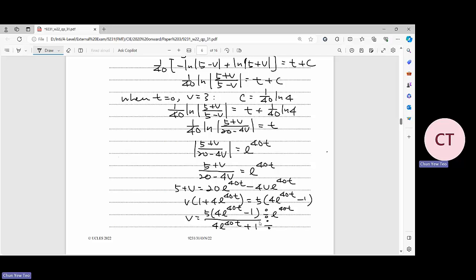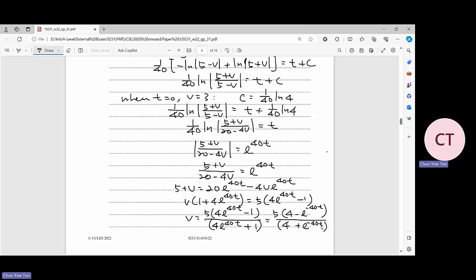I divide the whole denominator also by e power 40t. Then I will get the answer. So if I divide everything by e power 40t, for both the numerator and the denominator, then I will get this as 4 minus e power negative 40t divided by 4 plus e power negative 40t.